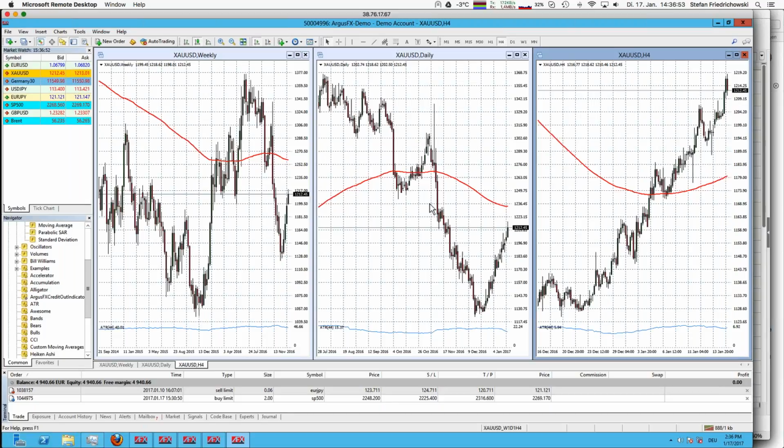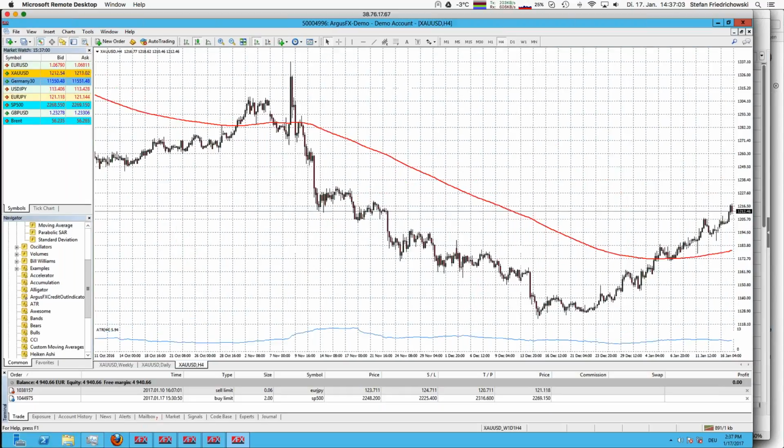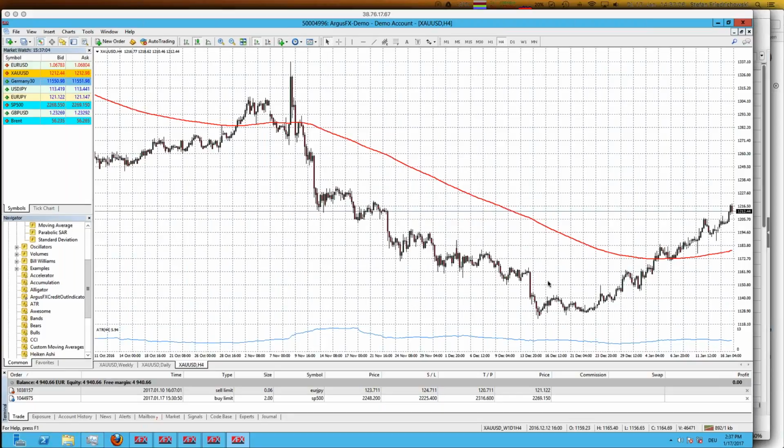So it's a little bit unclear what kind of situation we have. So finally, let's look at H4 for gold, and this one in a bigger chart. And now we can realize, okay, here we already have a trend reversal, so it was going down, and now it's already going up.